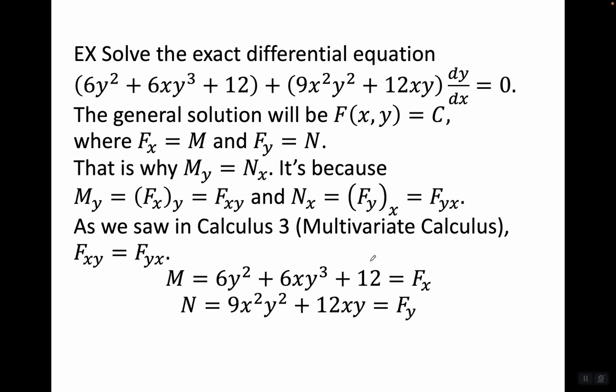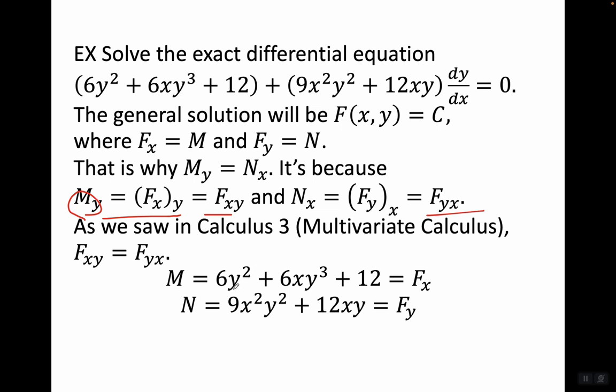So we've seen that it's exact. Let's solve it. The general solution will be f(x,y) = c, where f_x = M and f_y = N. That's why M_y = N_x. It's because M is f_x, so M_y is f_xy, and since N is f_y, N_x is f_yx. And as we saw in Calculus 3, also called multivariate calculus, f_xy = f_yx. So that's why M_y is going to equal N_x.